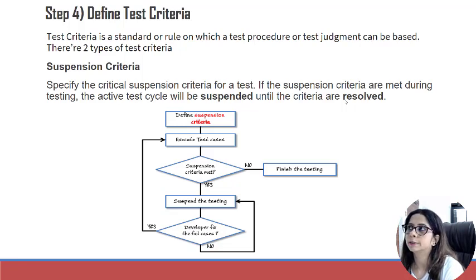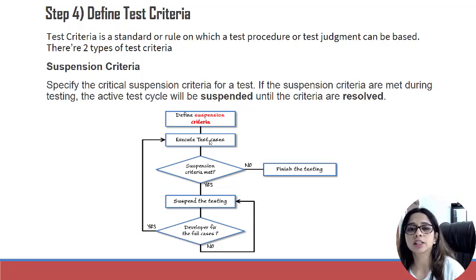Or there is a major issue in the system. There is a showstopper, and so your suspension criteria is, if there is a showstopper, we will not go further with the testing. We need to get that blocker fixed, only then we'll do the testing. If you can see it in this flow chart, you have to define the suspension criteria. On this criteria we are going to suspend the testing.